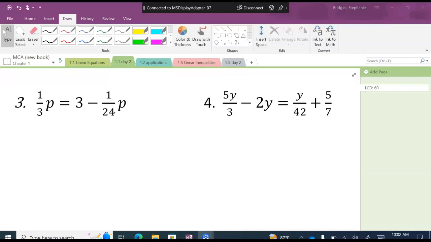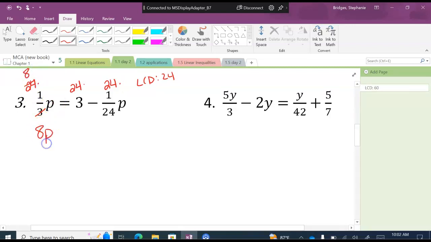Okay, everybody. So my LCD is going to be 24, and I'm going to multiply every piece by that 24. 24 times 1/3, or 3 goes into 24 8 times. 8 times 1 times p should give you 8p there at the first part, right? 24 times 3 is not a fraction, so nothing disappears. We just multiply 24 times 3, and that gives me 72. And then over here on this last fraction, 24 times 1/24 just gives me 1, and that is just 1p.